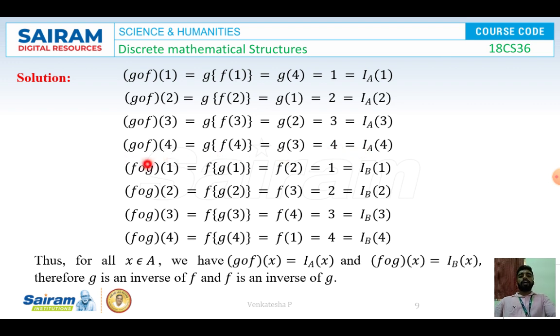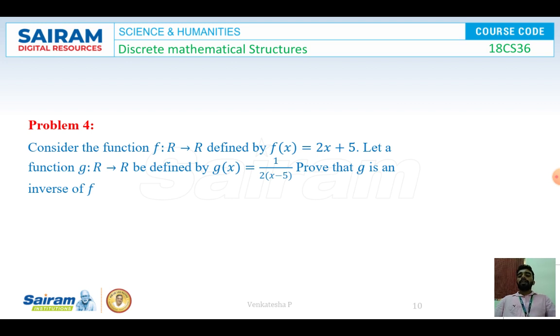Same thing I am doing for f also. I'm going to take f o g here, and conclude that f is the inverse of g. Therefore I can conclude that for all x belonging to A, we have g o f of x equal to IA of x and f o g of x equal to IB of x. Therefore g is the inverse of f as well as f is the inverse of g here.